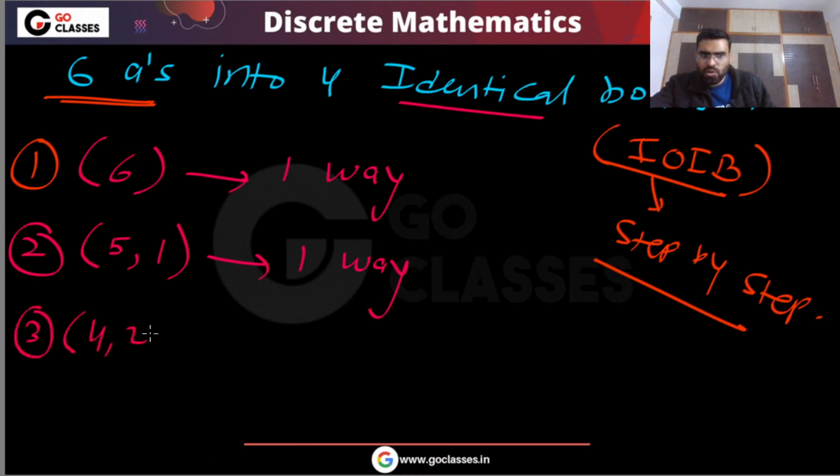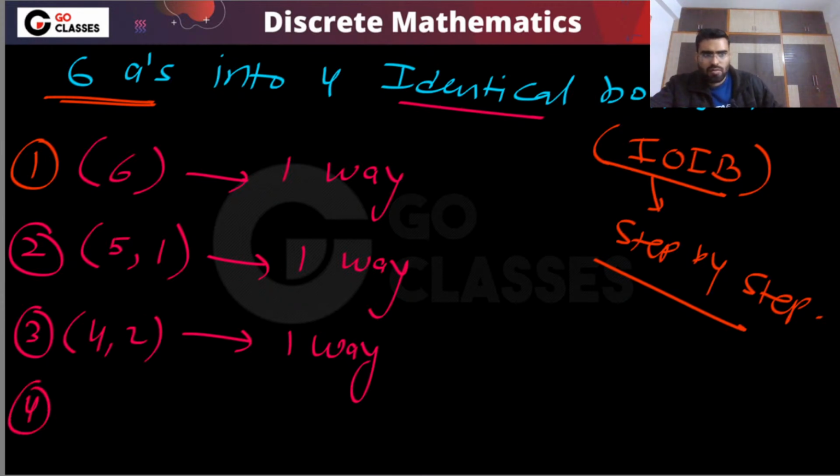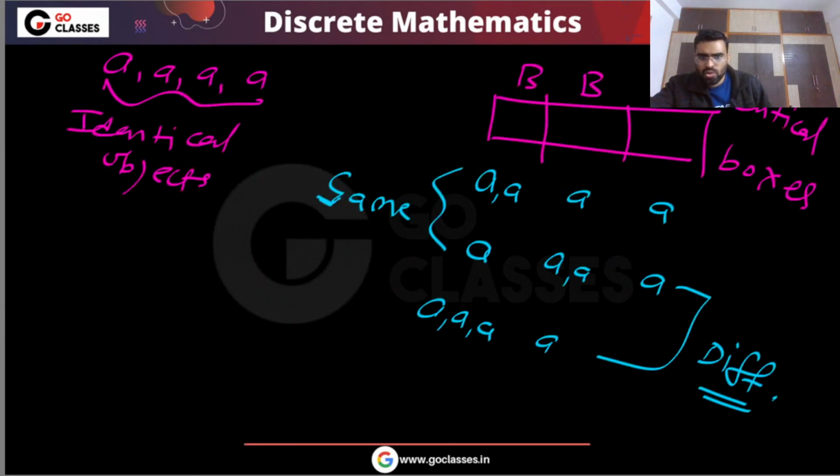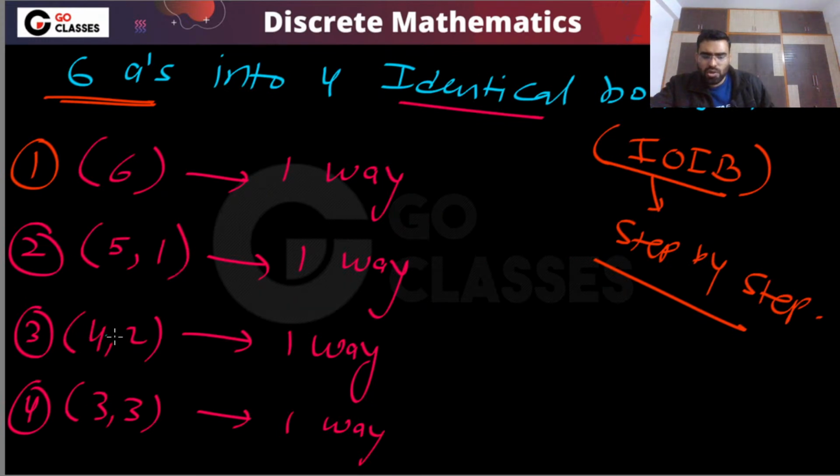What else can I do? I can do 4 comma 2. Again there is only one way, because apples are the same, so it does not matter in which box I am putting, or which apples I am putting together. It does not matter which 4 apples are together or which 2 apples I am taking, because all the apples are the same and all the boxes are the same. What is another situation? You can do 3 comma 3. Again there is only one way. What else can you do? So you can notice, 5 1, 4 2, 3 3.